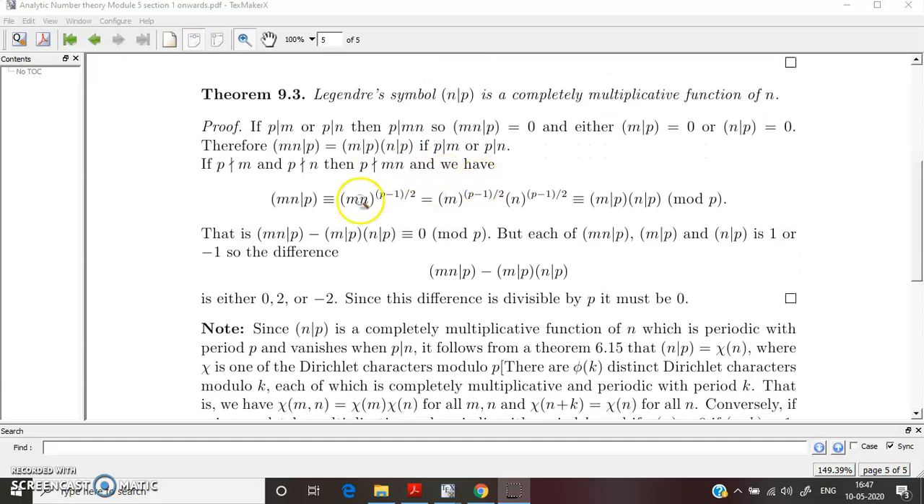So we have (mn/p). We have proved in Euler's criterion that (mn/p) is congruent to (mn) raised to (p minus 1)/2.